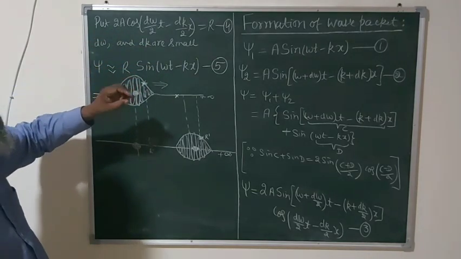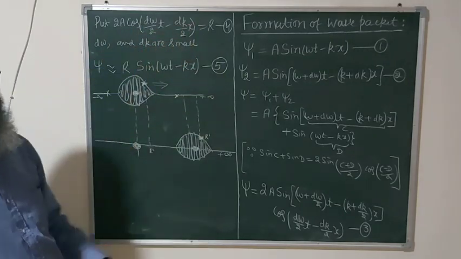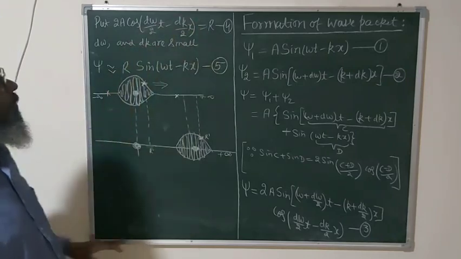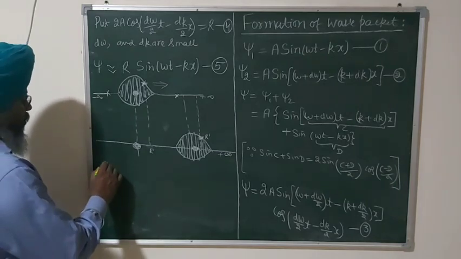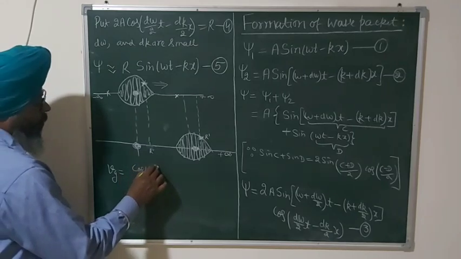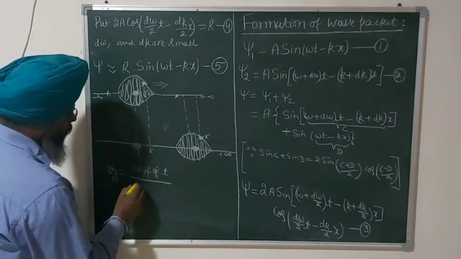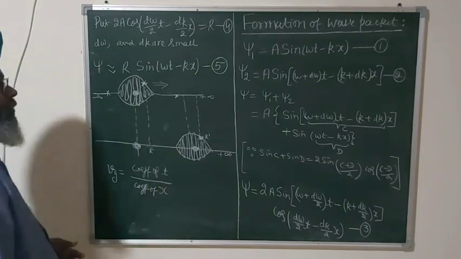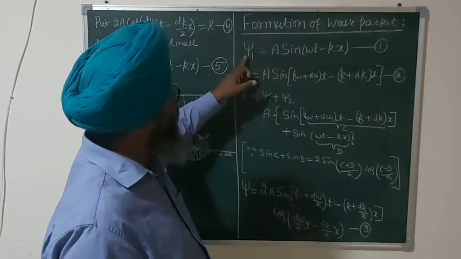However, in this case, the quantity which is oscillating with respect to space and time is R. So this R, which is the amplitude of the wave packet, must be traveling with a certain velocity. That velocity will be called group velocity. So that group velocity Vg must be given by the ratio of the coefficient of t to the coefficient of x.